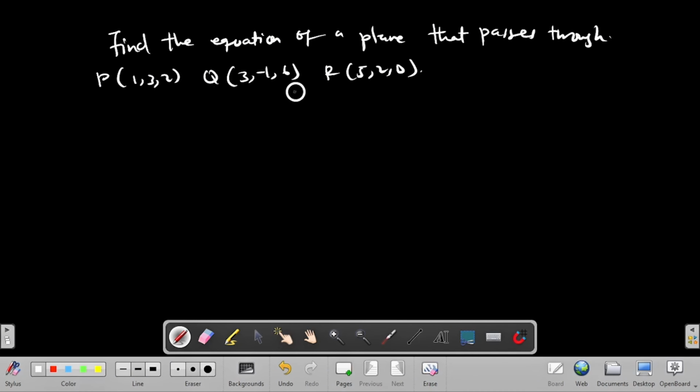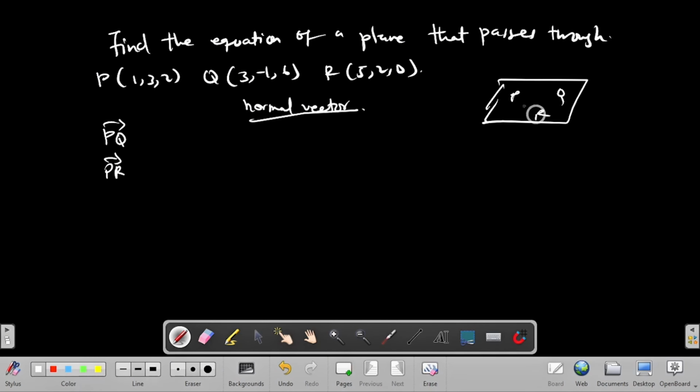As I said, the first thing to do is to find the vectors. We need a normal vector, and after finding the normal vector, we can use any of these points to find our equation. To find a normal vector, I need to find the cross product of two vectors here, PQ and PR, right? So let's draw the plane here. I have point P, point Q, point R. PQ is a vector, PR is a vector. The normal to this plane should be perpendicular to them, and that's exactly the cross product of PQ and PR.